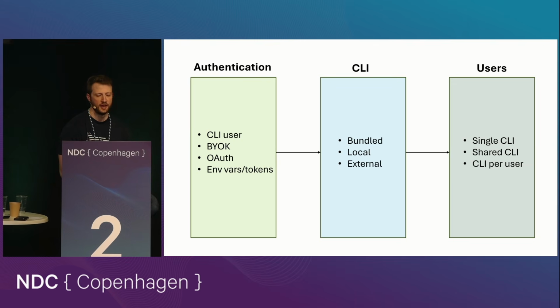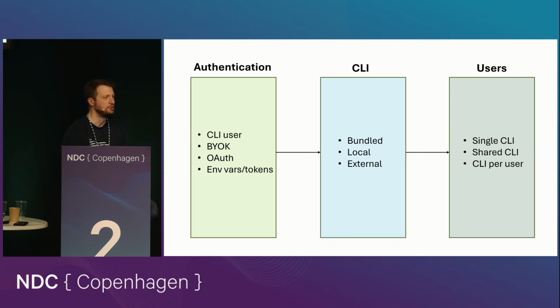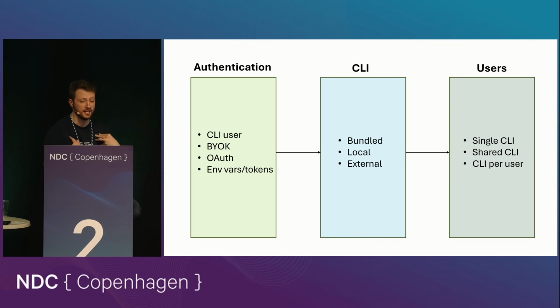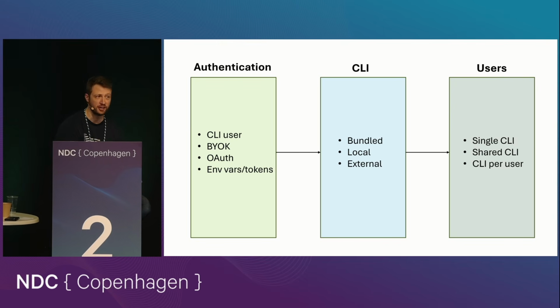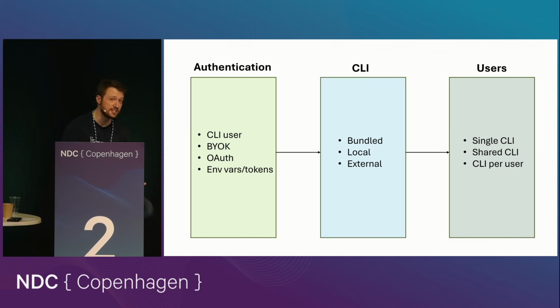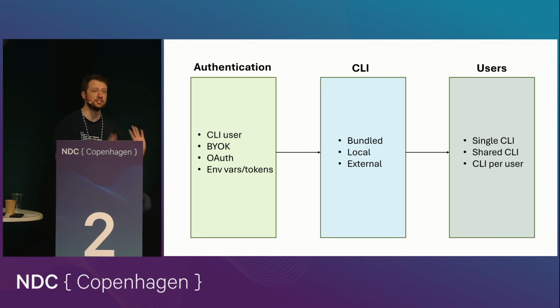And then what do the users of my app look like? Do I only have one user? Is it just me, right? Do I have a shared user, like a single CLI process that multiple people are sharing? There might be security concerns there. Do I have one CLI process per user? So these are all valid. It's just depending on your use case, which one of these do you want to use for your app?